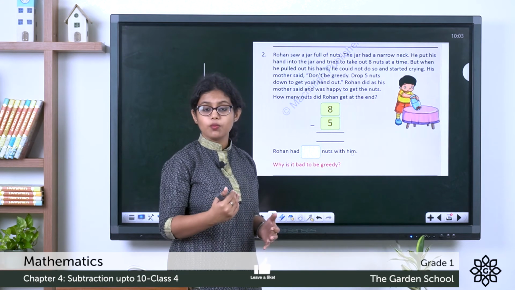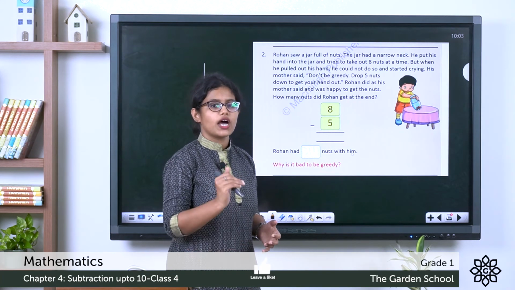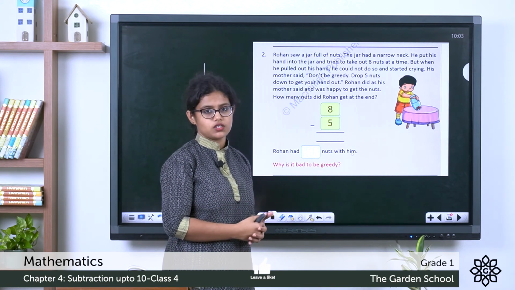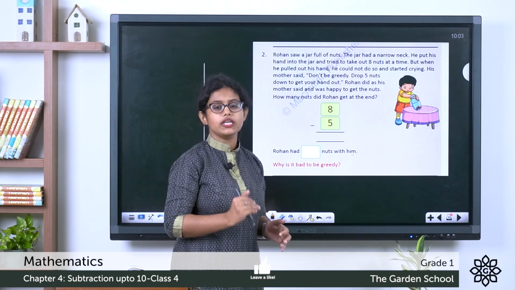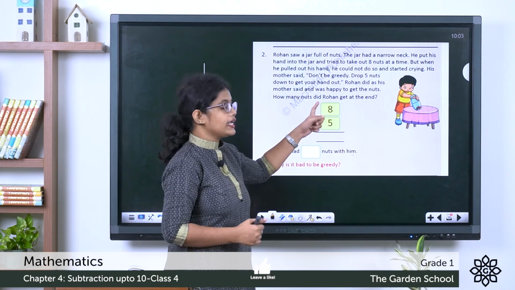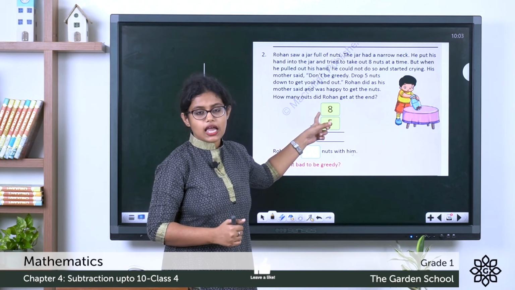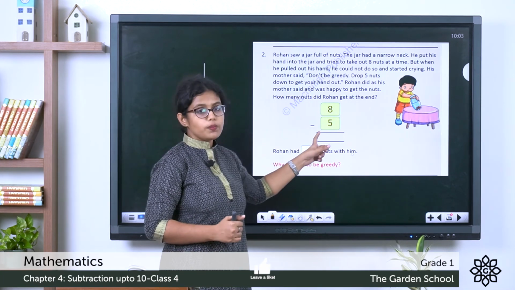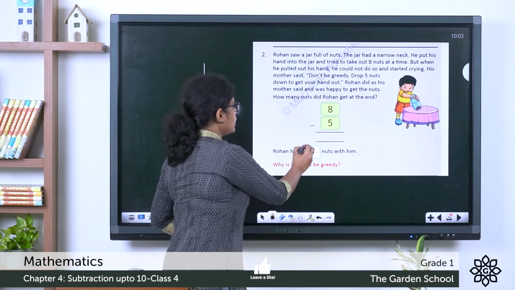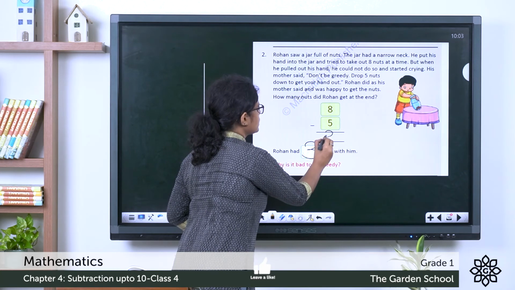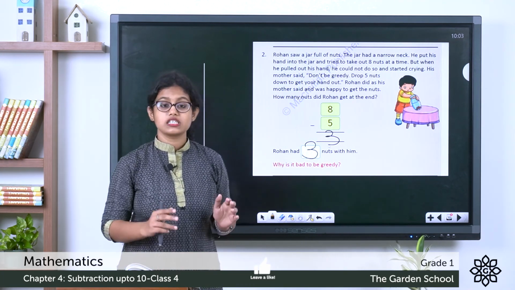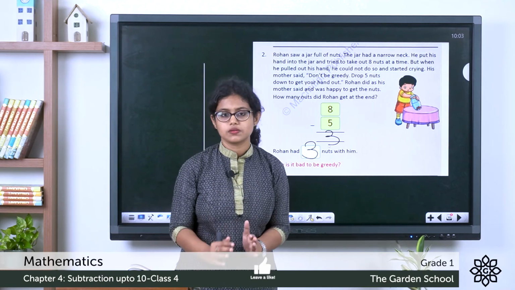So what did this boy do? He dropped 5 nuts into the jar and took back the remaining nuts. So we have to find how many nuts are left with Rohan. He took 8 nuts and from the 8 nuts, he dropped how many? 5. So how many are left with him? He has only 3 nuts left. So that is about the story sums on subtraction.